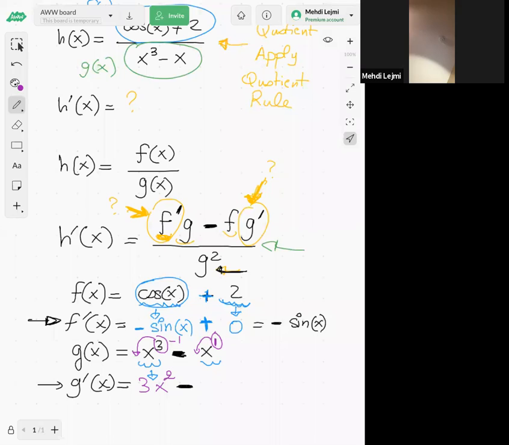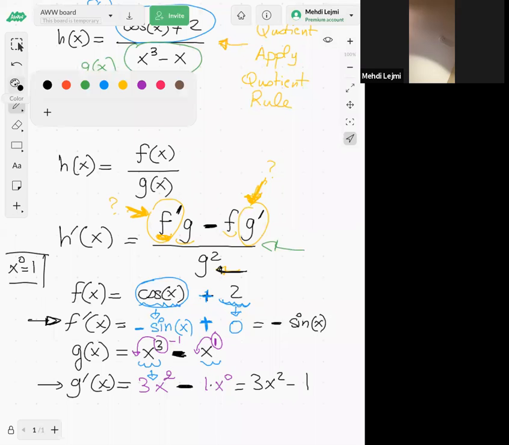So bring down the 1, and x times x to the power, you subtract 1 from 1. So that's x to the power 0. And x to the power 0 is just 1, right? So that's actually 3x squared minus 1 times 1. So that's minus 1. So now you see, you have everything you need to compute h prime.